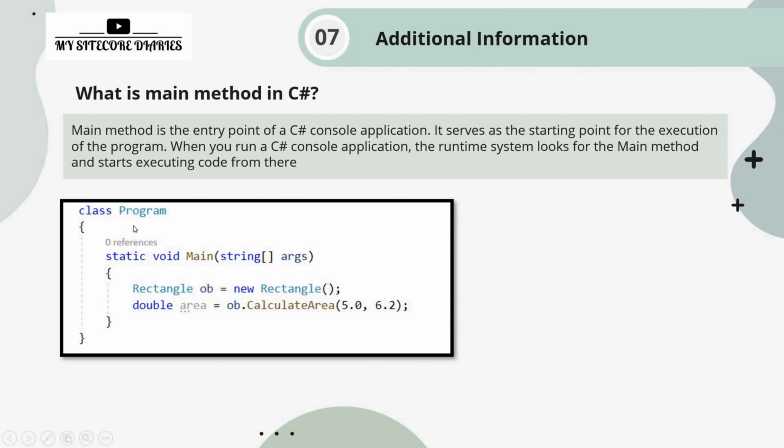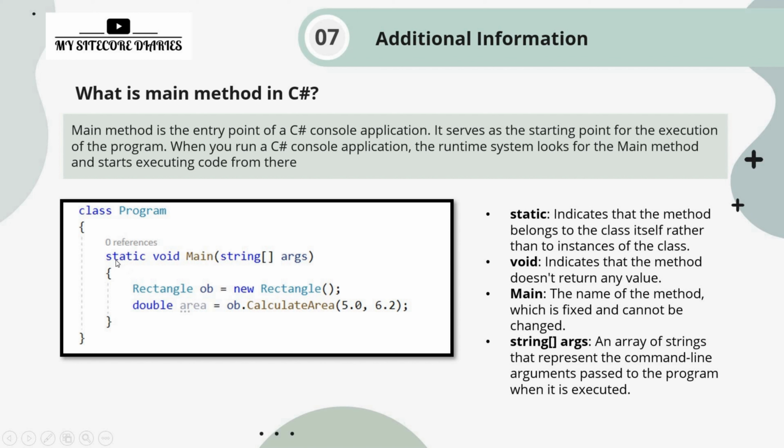So this is the example of a main method. If you observe, it has static. Static indicates that the method belongs to the class itself, rather than an instance of the class. This method does not belong to the object, but it belongs to the class. Void indicates that the method doesn't return any value. So void means you are not returning anything.